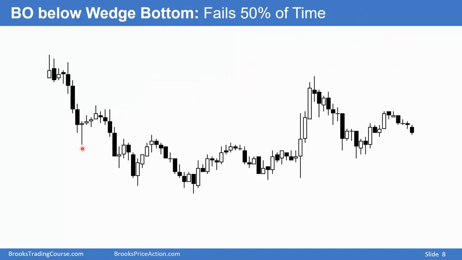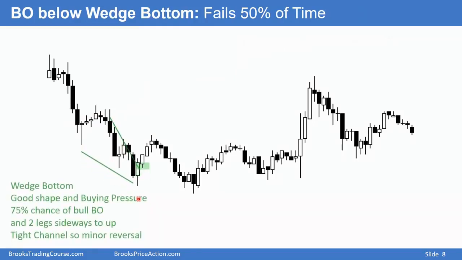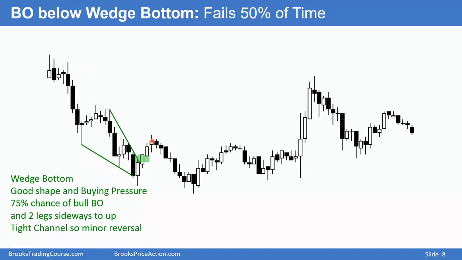Wedge bottom, 3 pushes down, 1, 2, 3. Fairly tight channel, so probably minor reversal, but pretty good buying pressure. You might get a couple legs sideways to up. An obvious location for a stop is below the bottom of this strong buy signal bar.